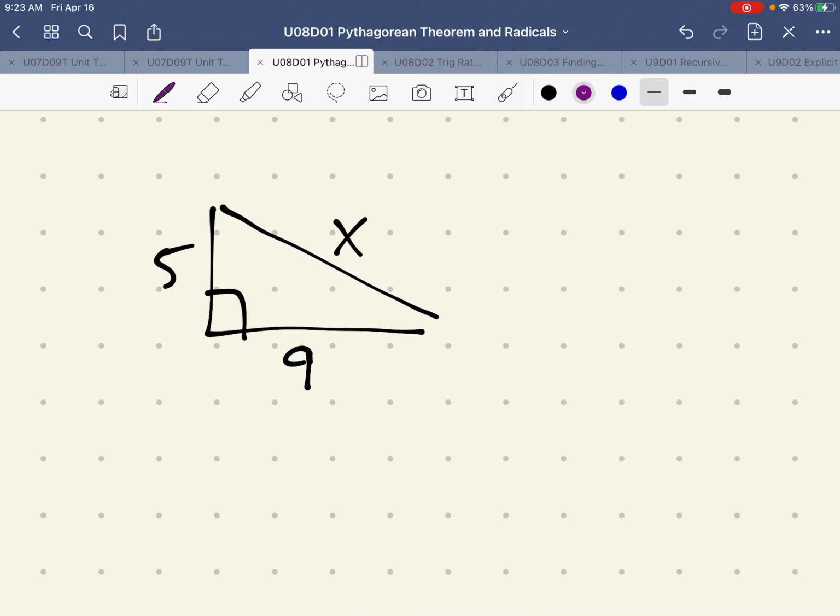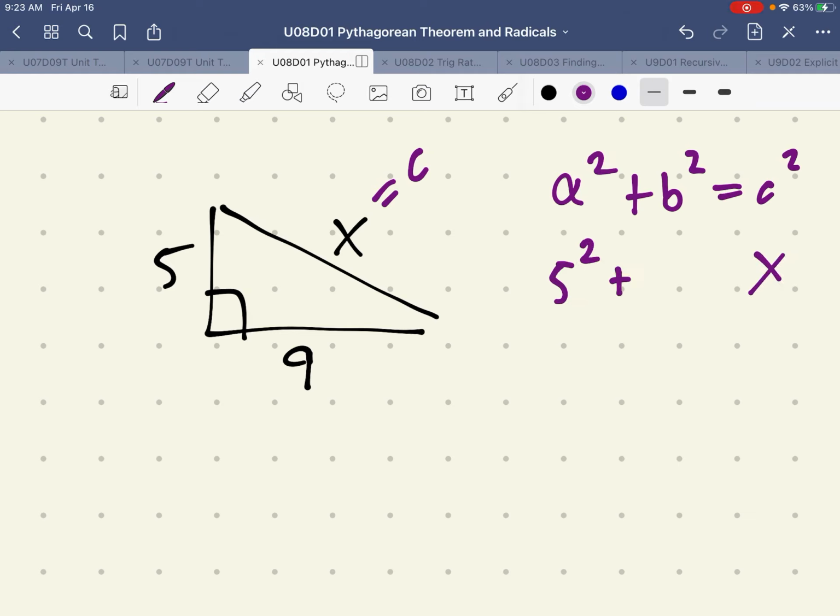Firstly, we have a right triangle whose legs measure 5 and 9, and we don't know the measure of the hypotenuse. So if we look at the Pythagorean theorem, in this case, the unknown value is our hypotenuse, which we said is c. So c is going to be x. a can be 5 squared, and b can be 9 squared. Now, it wouldn't matter if we switched the order of these, if we made it 9 squared and 5 squared, because you add them in either order, you get the same result.